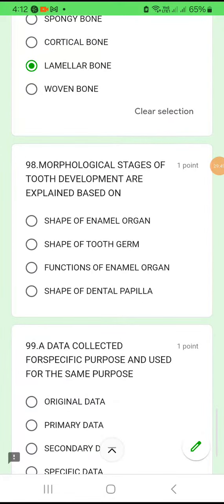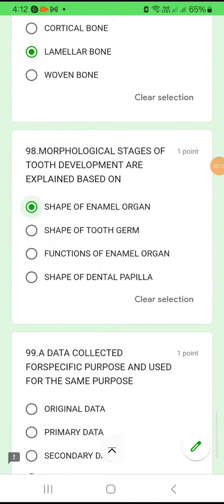Question number 98. Morphological stages of tooth development are explained based upon the shape of the enamel organ, shape of the tooth germ, or functions of the enamel organ. Option A is shape of the enamel organ, option C is functions of the enamel organ. Morphological stages of tooth development are bud stage, cap stage, early bell stage, advanced bell stage. So they are based upon the shape of the enamel organ.